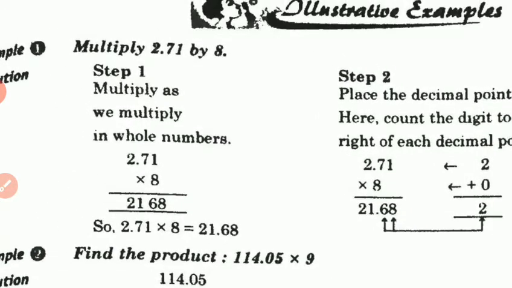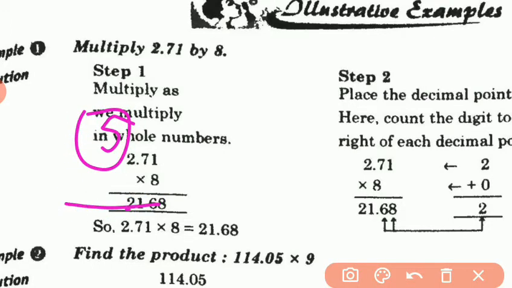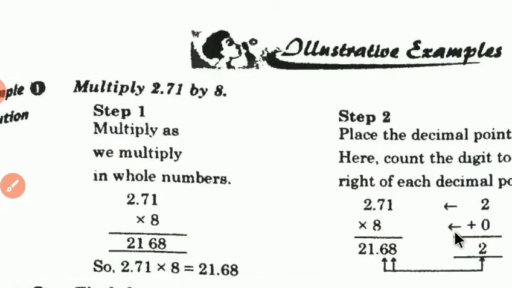First you have to multiply as we multiply whole numbers, which means directly without any decimal. So 2.71 into 8. First we will multiply without the decimal. So 8 ones are 8, 8 sevens are 56, it means 6 here and 5 is carried. So 8 twos are 16, and 16 plus 5 is 21. So if you multiply 271 by 8, you'll get the answer 2168.